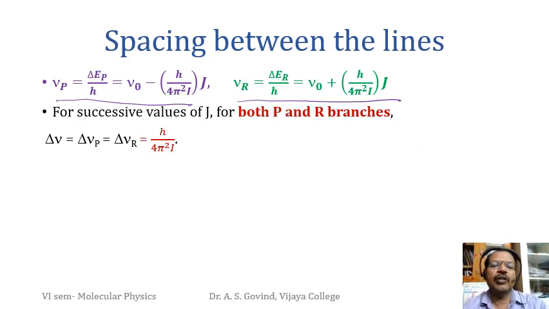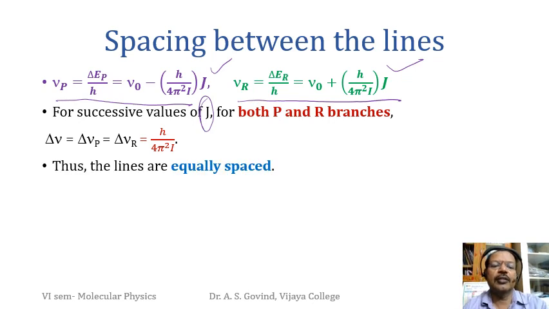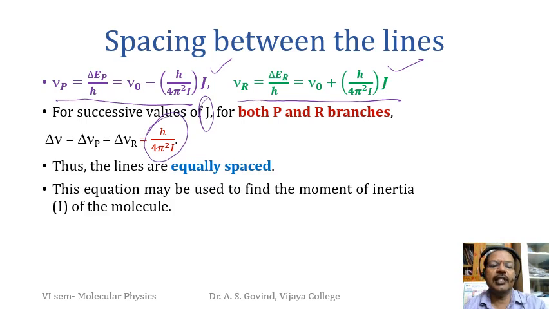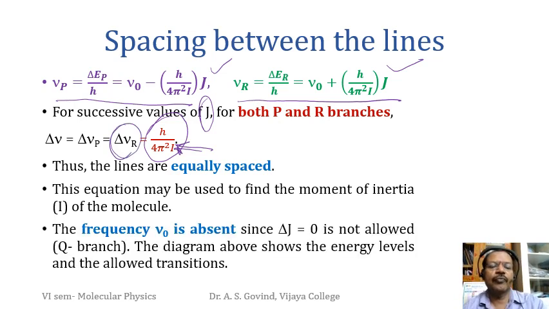So notice that for successive values of J, if you alter J here, in both the cases you are left with only this part, h by 4 pi square I, and therefore the lines are equally spaced. And this equation may be used to find the moment of inertia I of the molecule, because that is present here. So if you calculate this value, substituting h, pi and all, you will get the value of I. And frequency nu naught is absent since delta J equals 0 is not allowed. That is called Q branch.